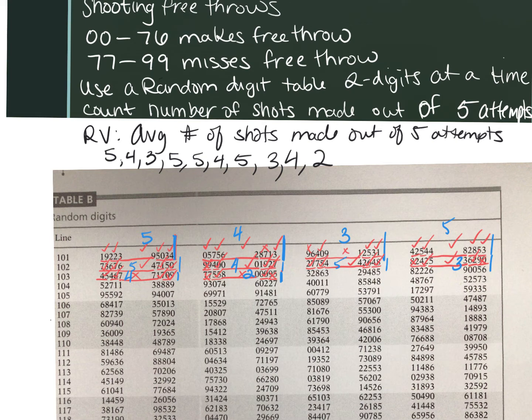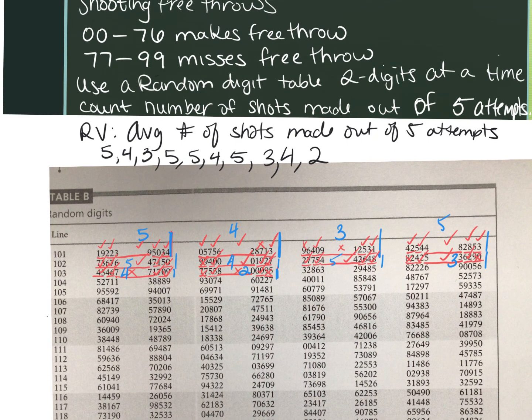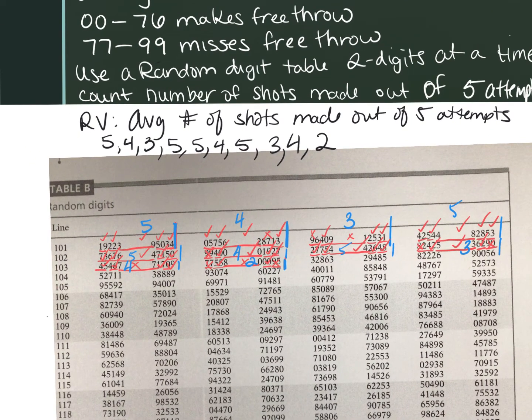Okay, so step 6 is to analyze my response variable. This is step 5, run your trials, calculate my average. So calculate your average. What is it? I got 40 over 10, which is 4.